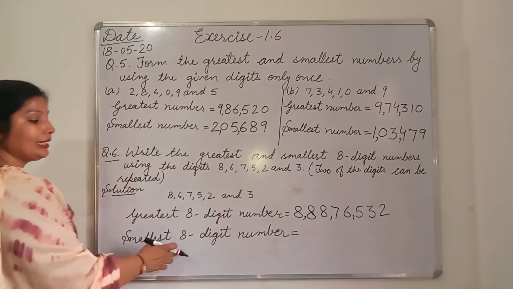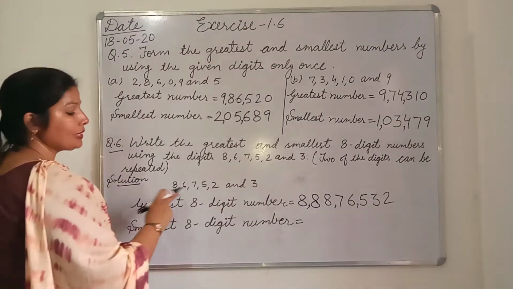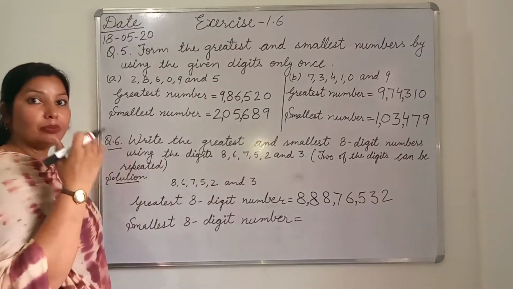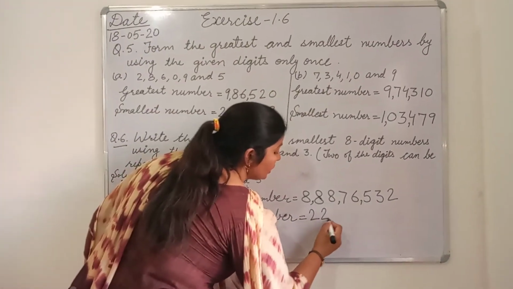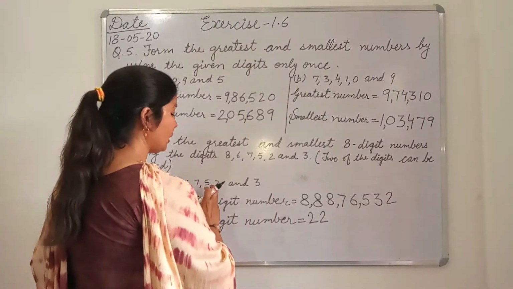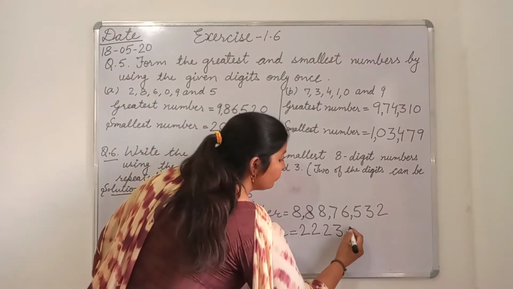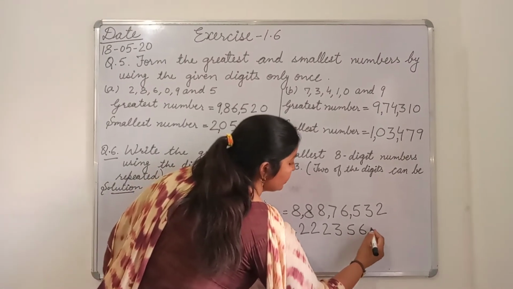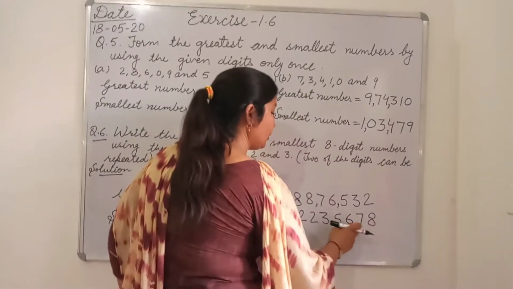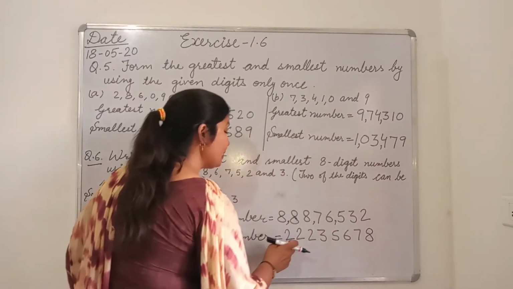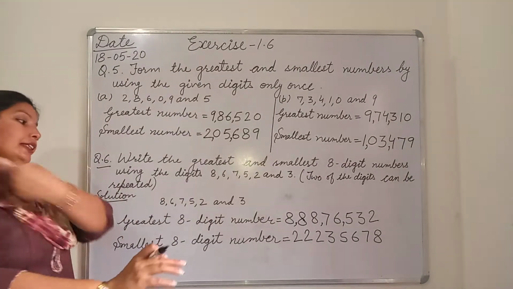Now we should make it smallest. So smallest 8-digit number. For smallest we should repeat the smallest digit. Which is the smallest? 2. That means 2 times more we should repeat 2. So 2, 2. And now we arrange from smallest to largest. So smallest is 2, then 3, then 5, then 6, then 7 and then 8. Now you can count 1, 2, 3, 4, 5, 6, 7, 8. So we made the greatest and smallest 8-digit numbers.